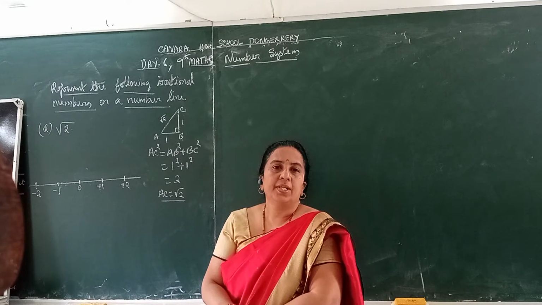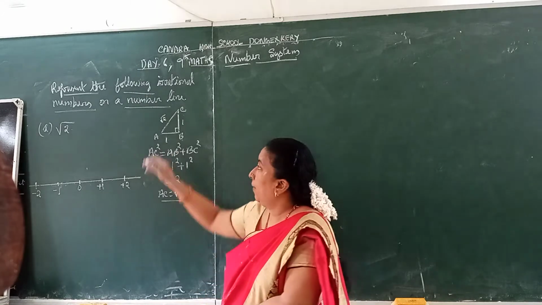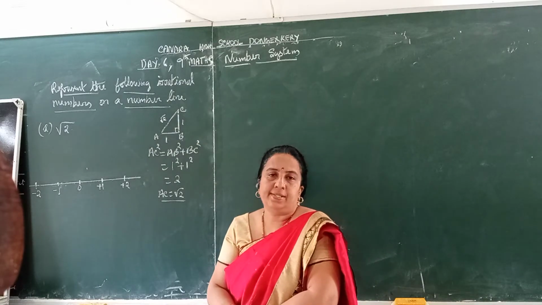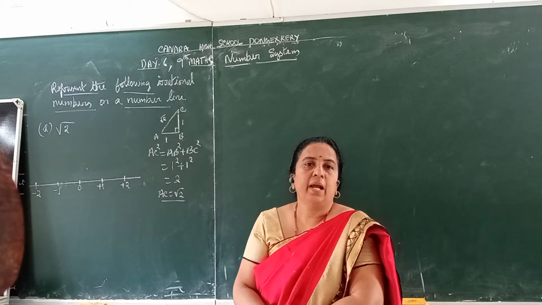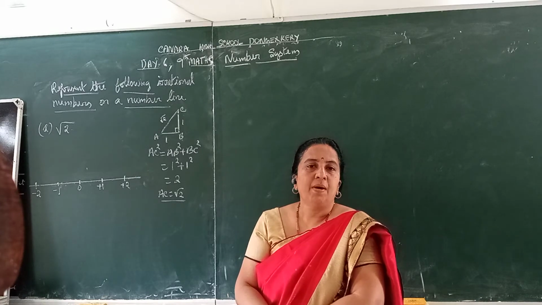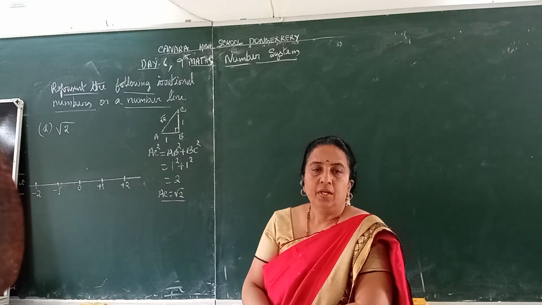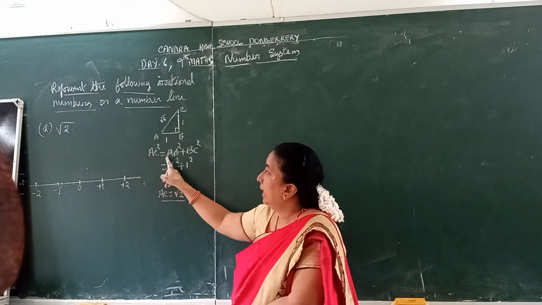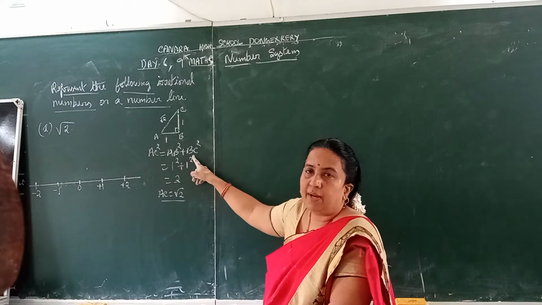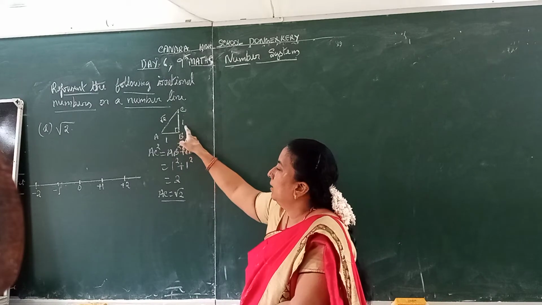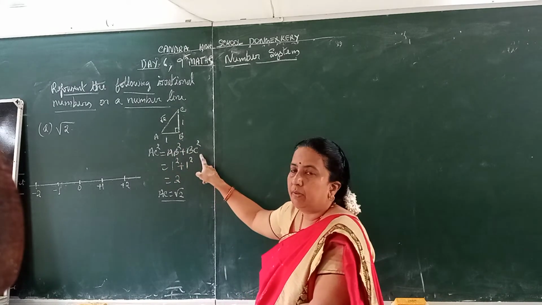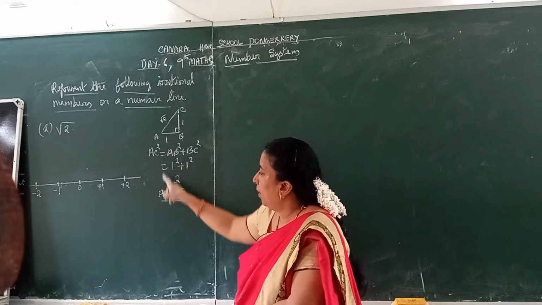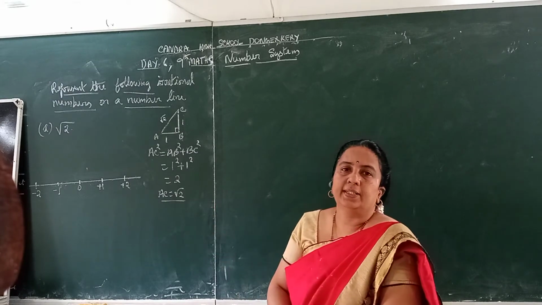By using the Pythagorean rule: the square on the hypotenuse is equal to the sum of the squares of the other two sides. Which is the hypotenuse? Opposite to 90 degrees is AC square. The other two sides are AB square plus BC square. Draw the figure and write one unit. AC square is equal to AB square plus BC square, which is 1 square plus 1 square, equal to 2. I want AC, so take the square root on the other side.